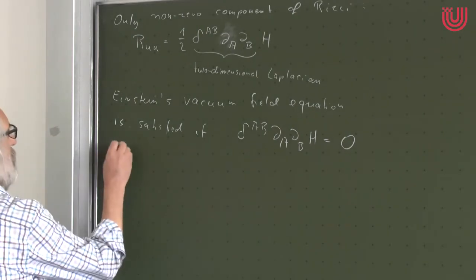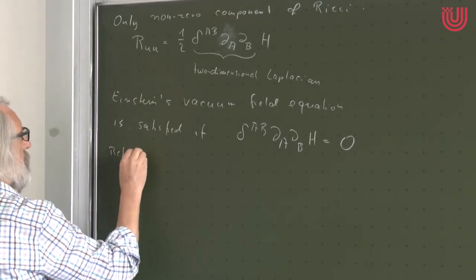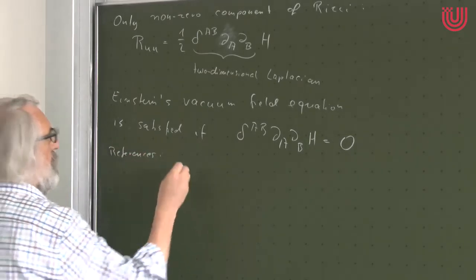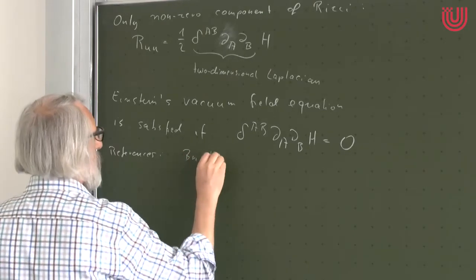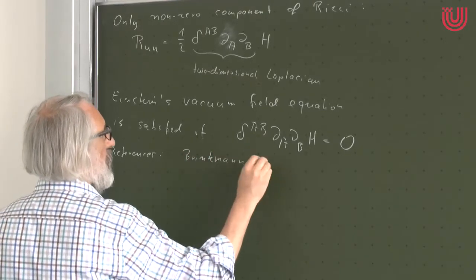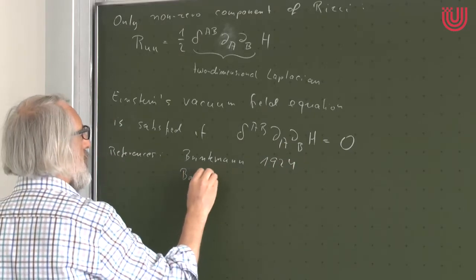So these are the sources or references. The relevant ones are Brinkmann, 24. I will give the precise references in the lecture notes. And then Baldwin and Jeffrey.